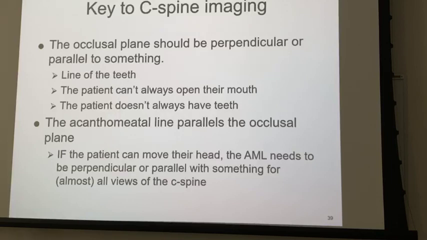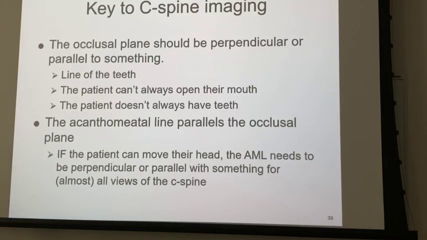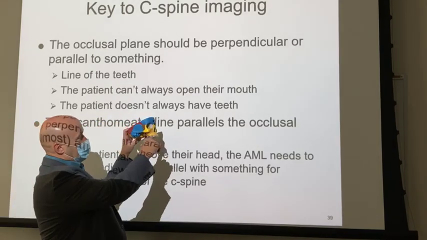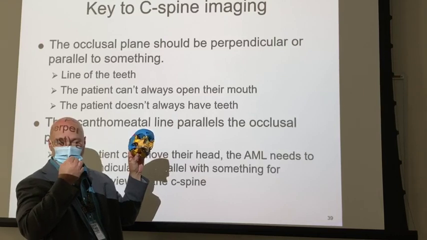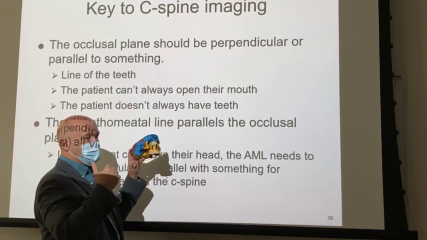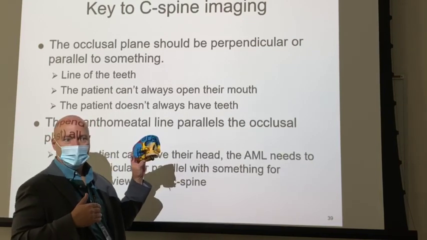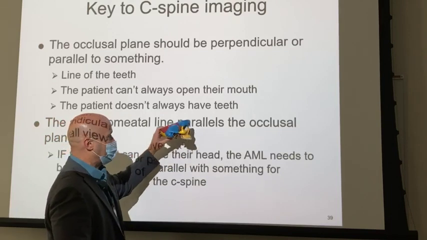The key to C-spine imaging is the occlusal plane, which is essentially the plane of the teeth. For almost all of your C-spine views, with the exception of one, you want the occlusal plane to be parallel or perpendicular to something. This is not textbook stuff, this is actual useful information.